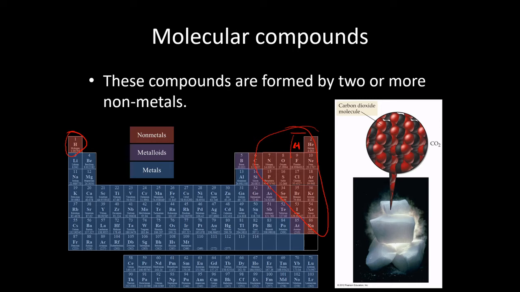But anyway, molecular compounds are also sometimes called covalent compounds because they come together using covalent bonds, which we'll talk more about later. But the key thing for now is just to remember that molecular compounds are always made up of 2 or more non-metals.